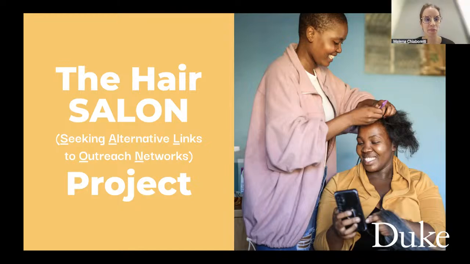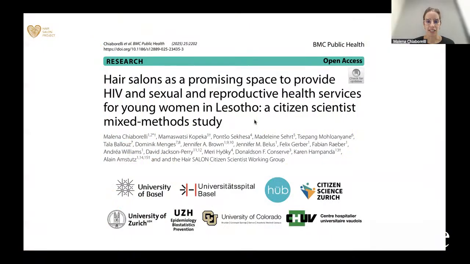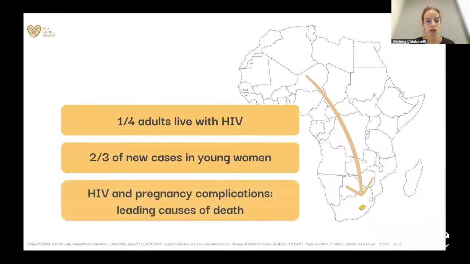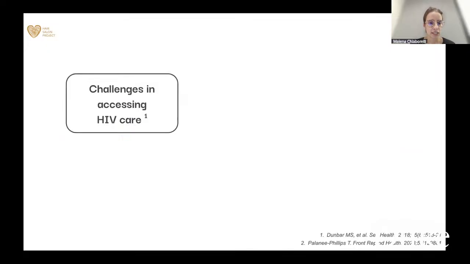Thank you, Alan. Hello, everybody. So I'll start with an overview of the project, so then Mamaswatsi can focus on the AI qualitative analysis. So to begin with, our study took place in Lesotho, where 1 in 4 adults live with HIV. There we are with the map of Lesotho and some statistics about HIV. So also 2/3 of new HIV cases occur in young women. In fact, HIV and pregnancy complications are the leading causes of death in this population. So there's a challenge in Lesotho.